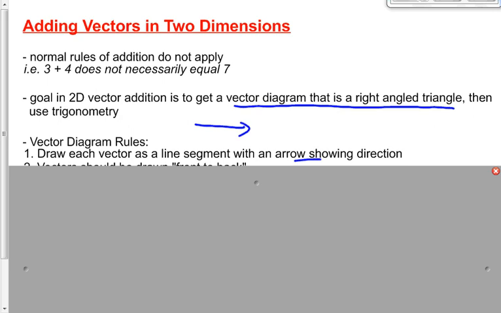If it's 3 to the north, you're going to draw it like this. 3 to the west, like this. 3 to the south, like this. You're going to draw a little line segment with an arrow on the end of it. That's easy. That's the easy part. There's no vector diagram here yet. There's just a vector.